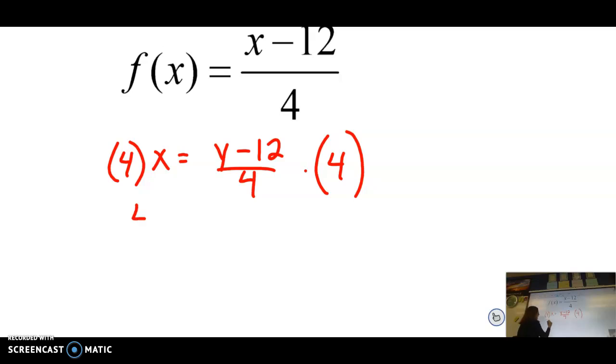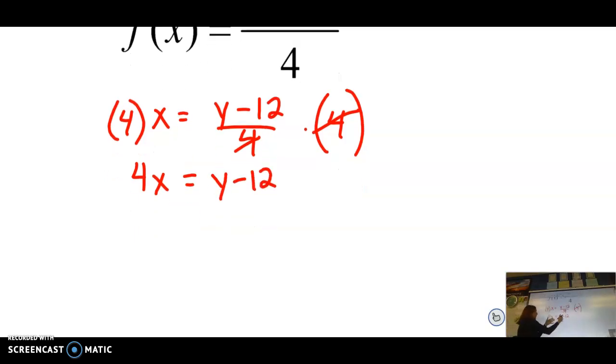And on the left side, I get 4x. That's fairly straightforward. And then on the right side, the reason why we multiplied by 4 is because 4 over 4 is a 1. So that's gone. And we're left with y minus 12. So now all I have to do is add the 12 to the other side. And that's my equation. It's a line. It has a slope of 4 and a y-intercept of 12.